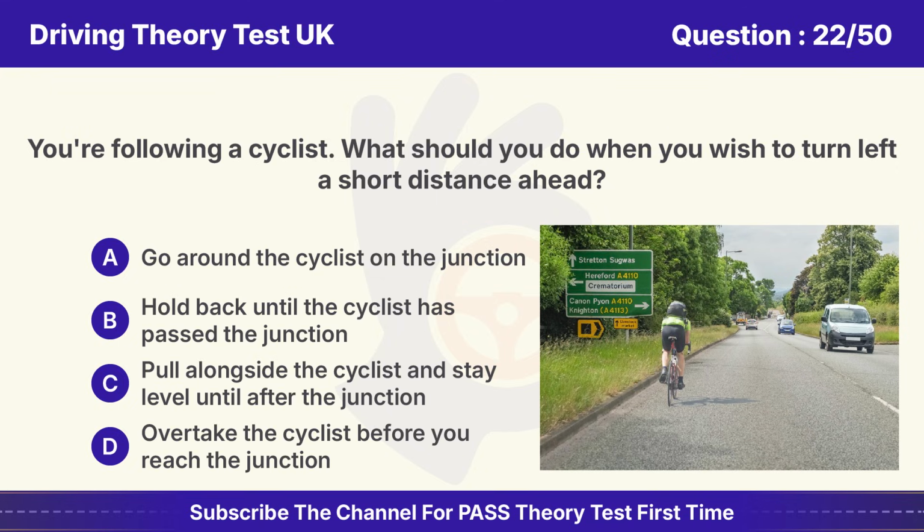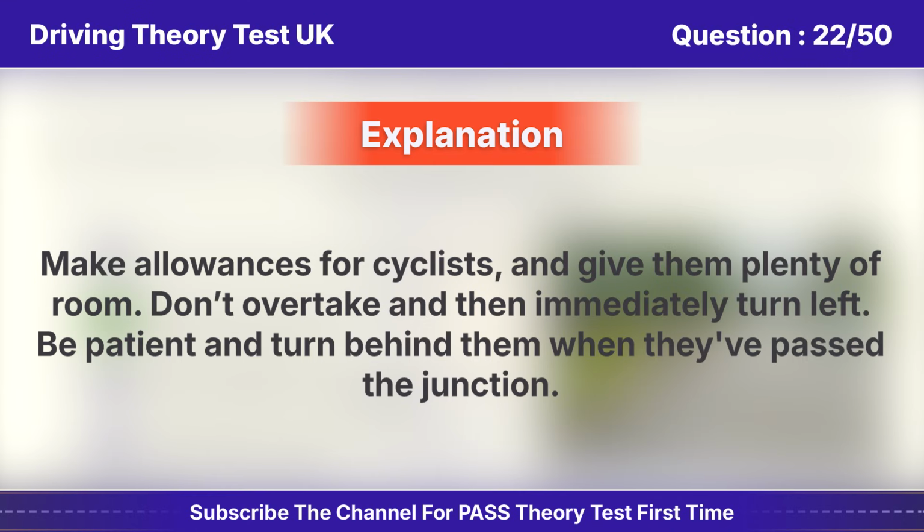Question 22. You're following a cyclist. What should you do when you wish to turn left a short distance ahead? Answer is B. Hold back until the cyclist has passed the junction. Make allowances for cyclists and give them plenty of room. Don't overtake and then immediately turn left. Be patient and turn behind them when they've passed the junction.